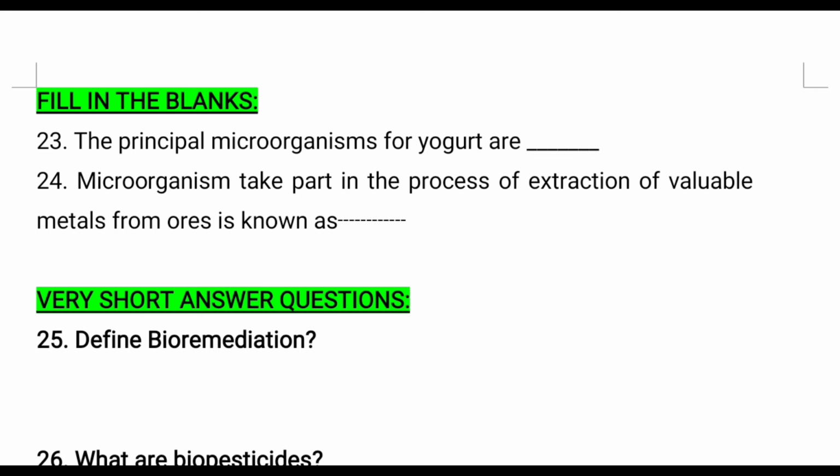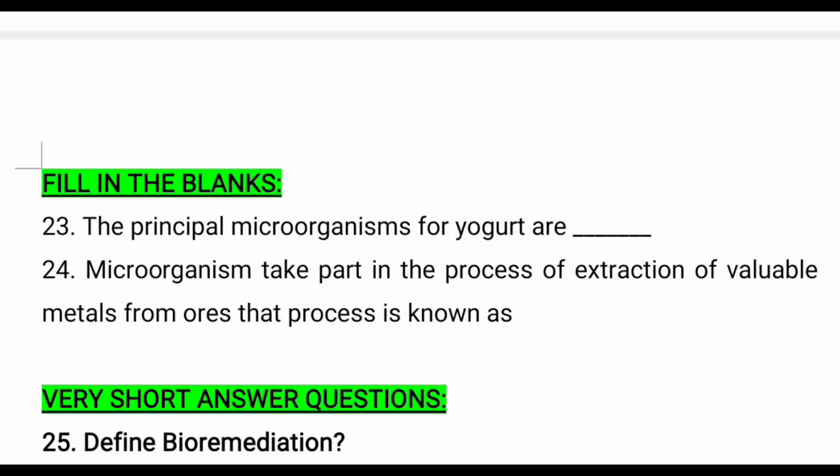So, fill in the blank type of questions. The principal microorganisms for yogurt preparation are... So, you have to fill the blank with the correct answer. There are two microorganisms used in the production of yogurt. They are Streptococcus thermophilus and Lactobacillus bulgaricus. No need to worry about the answers. I will share the answers in the last session of this video, then you will take the screenshots.